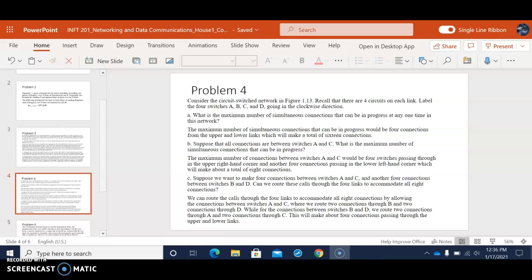Now for circuits B and D, for a connection between switches B and D, you can route 2 connections to A and 2 connections to C. Basically, you can have 2 connections. Now, these 2 connections will make about 4 connections passing through the upper and lower links. So far, if you have the textbook down and you're looking at it and drawing with your own finger where they connect, that's going to help you understand it.